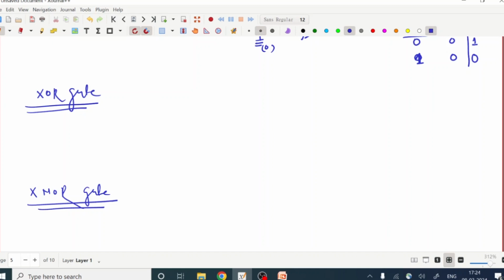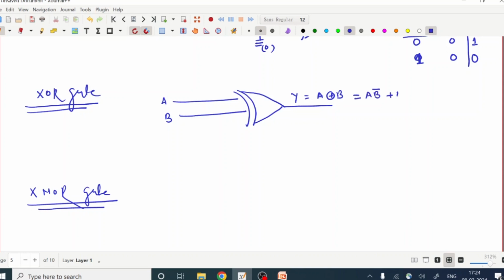XOR gate, the logic symbol of XOR gate is what? This is the logic symbol of XOR gate, and here the inputs are A. Suppose there are 2 inputs A and B. What will be the output? Output is written as A XOR B. That is also written as what? A into B complement plus A complement B.